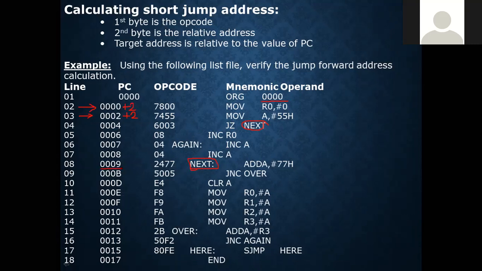Okay, now we will see why JZ next is written. Now whenever executing this JZ next, what will be the content of the program counter? Again I am repeating, whenever this line, this JZ next, is executed, then what will be the content of the program counter?